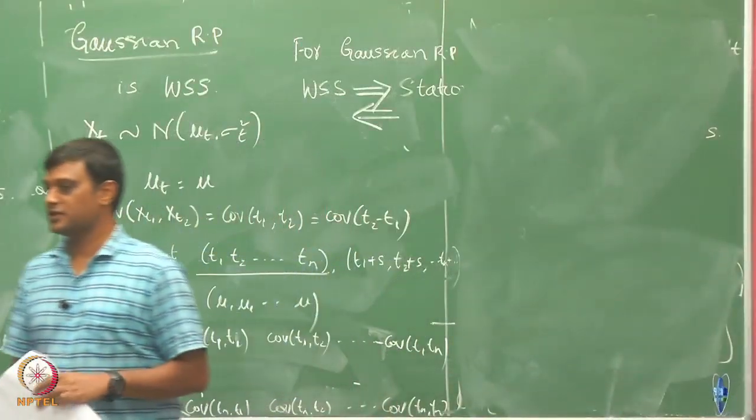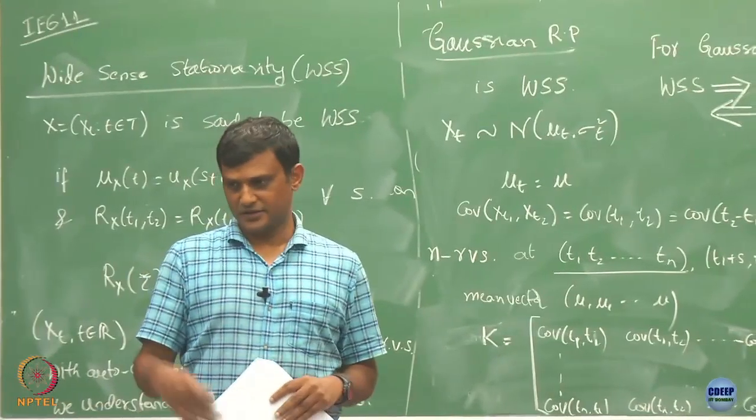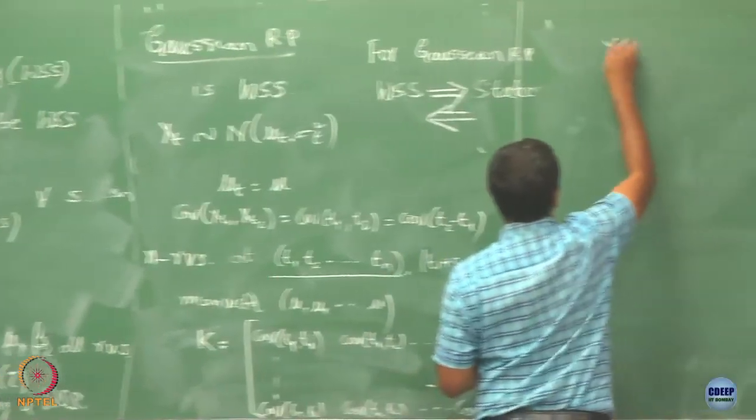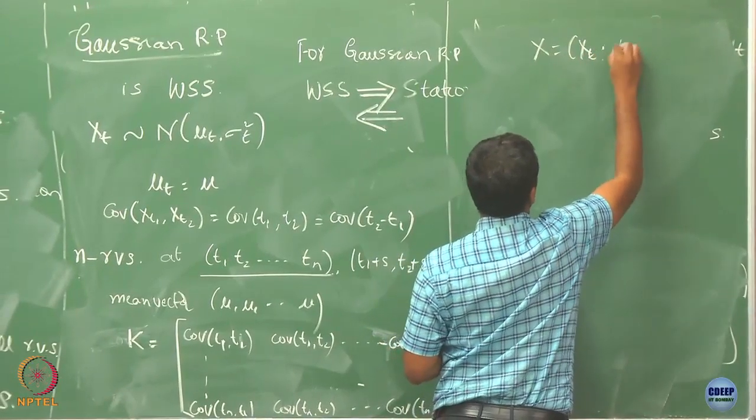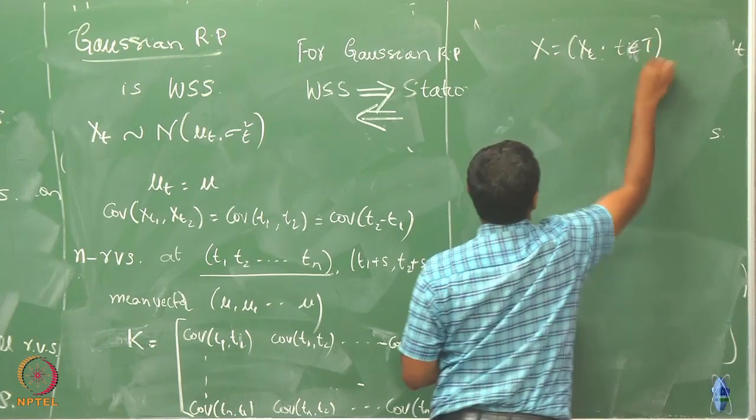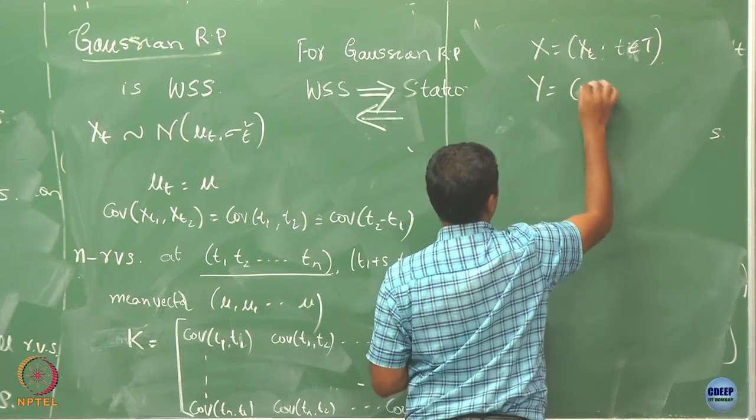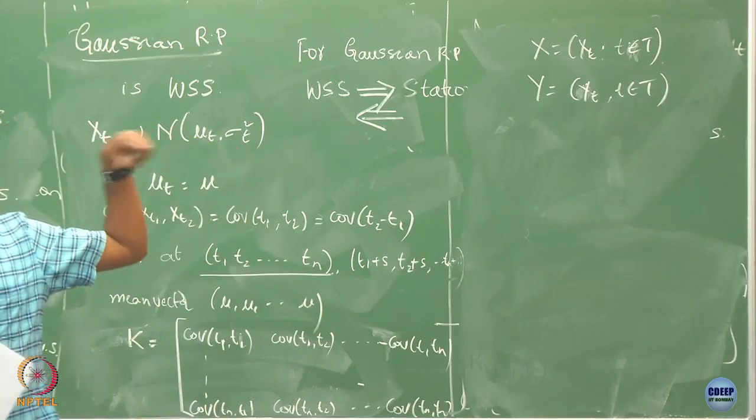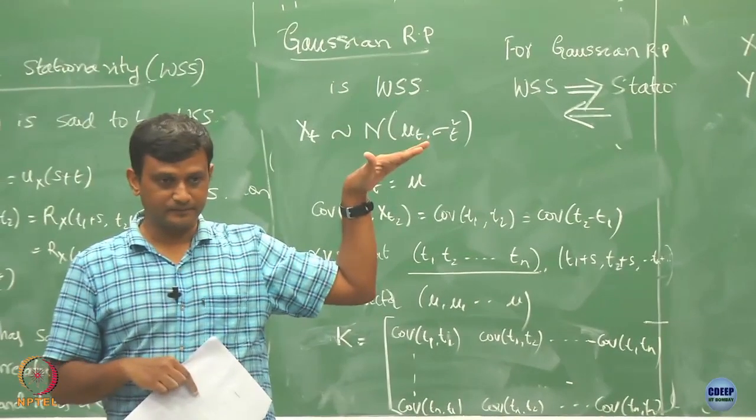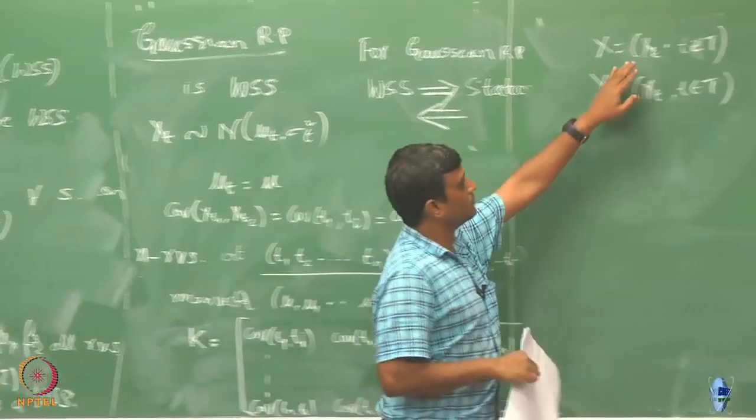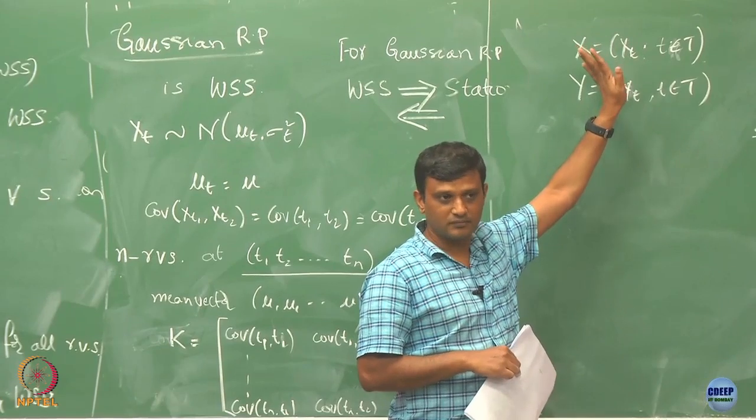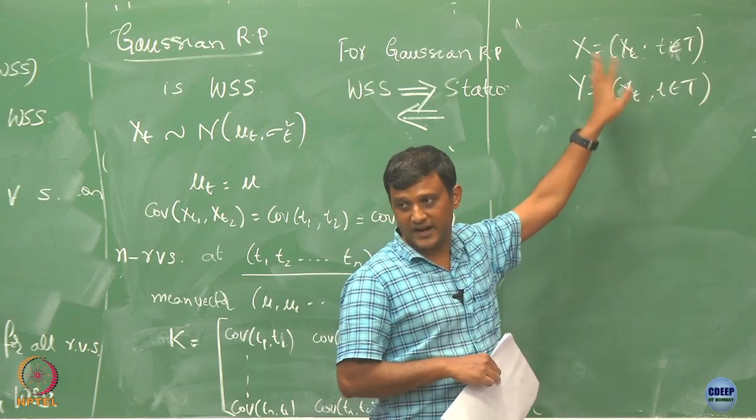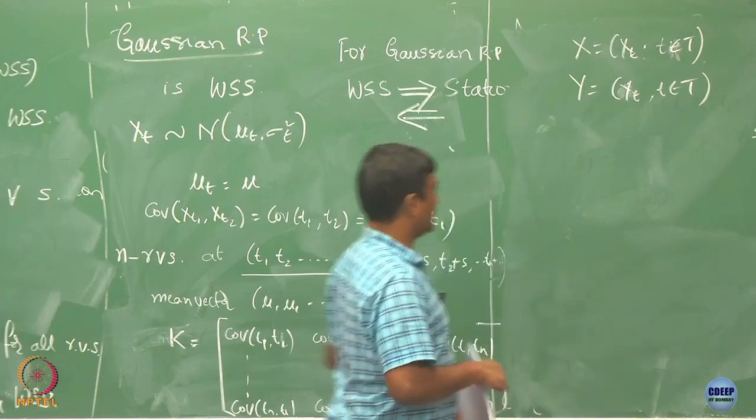Okay, so just one last thing about this. So far we have been talking about one random process. It may happen that you have to deal with multiple random processes. So let's say this is my one random process and this is my another random process, where all the random variables are defined on the same probability space. When we say random process, we mean that all these X_t are defined on the same probability space. Now let's take another random process where each of these Y_t is defined on still the same probability space.